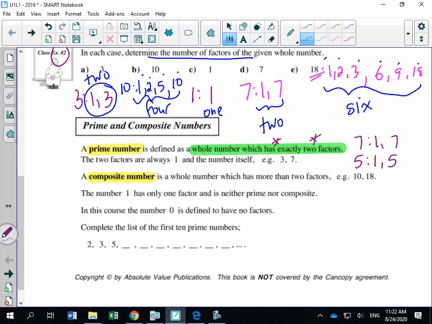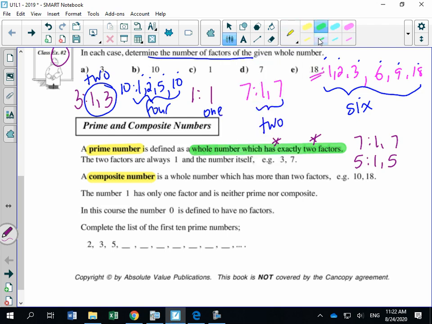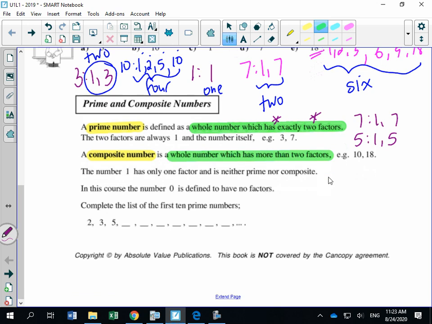Okay? If a number is not prime, it is going to be composite. So the definition of composite: it's a whole number which has more than 2 factors. For example, they give 2 examples of composite numbers, and the 2 examples that they give are 10 and 18. So 10 has 1 and 10. Now, if it only had 1 and 10, it would be prime. But we could divide 10 by 2, and we would get 5. Okay, so 10 is a composite, and these are prime.